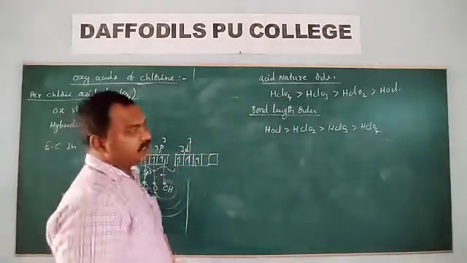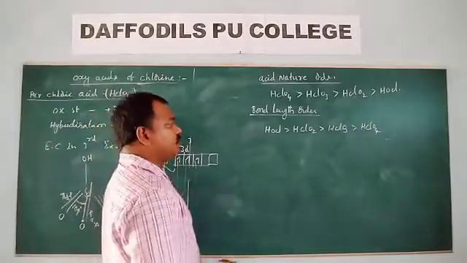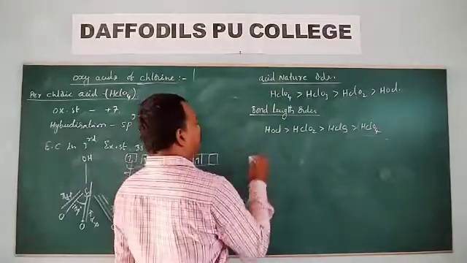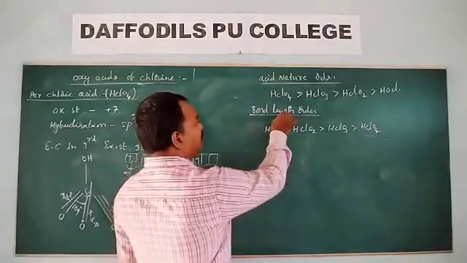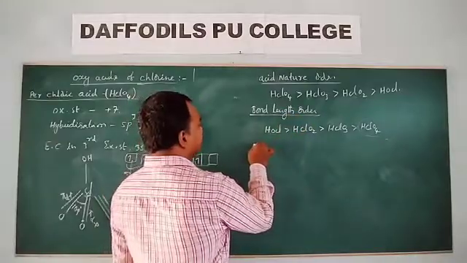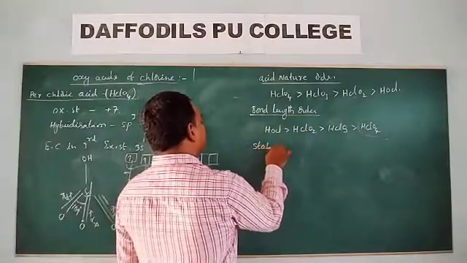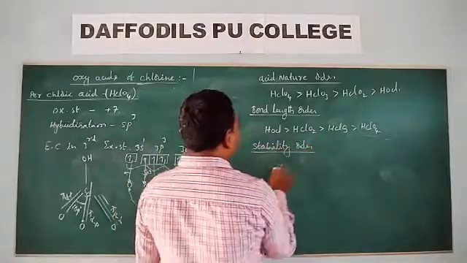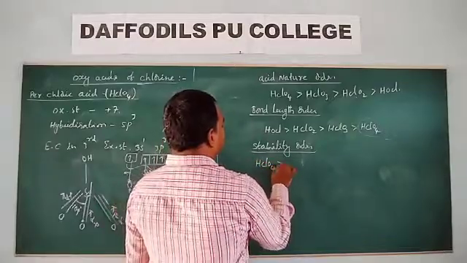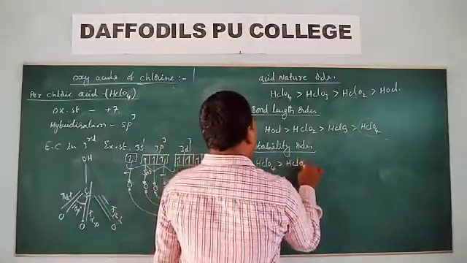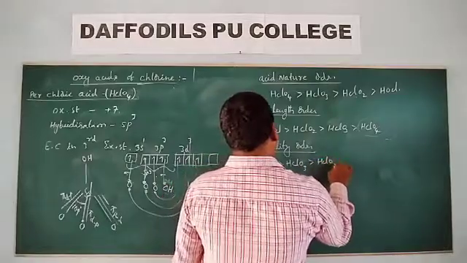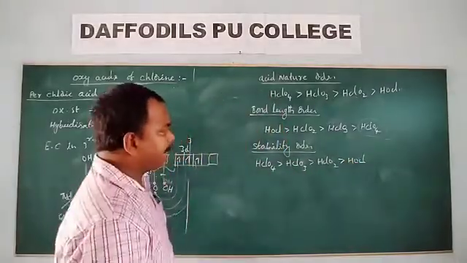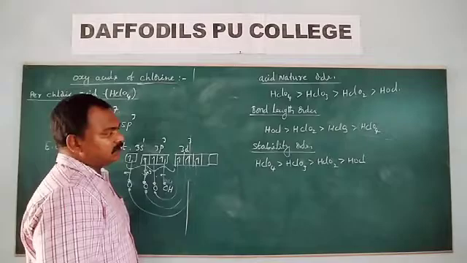When bond length decreases, bond strength increases. So which is the most stable oxyacid of chlorine? Perchloric acid, because its bond length is very small. Stability order: perchloric acid is more stable than chloric acid, which is more stable than chlorous acid, which is more stable than hypochlorous acid. So this is the stability order.